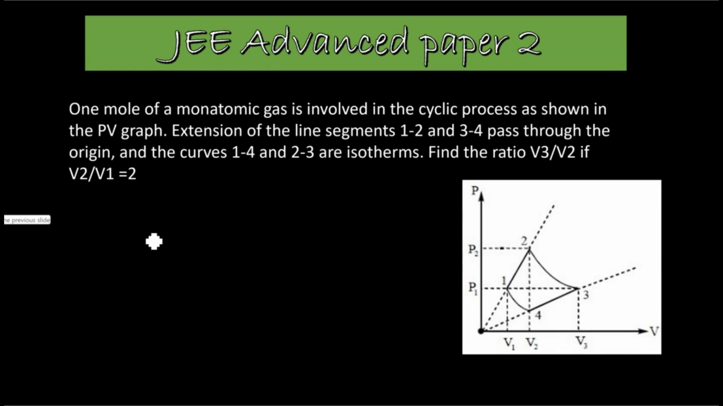Here comes another lengthy question. 1 mole of a monoatomic gas is involved in the cyclic process as shown in the PV graph. Okay, great. The extensions of the line segments 1-2 and 3-4 pass through the origin. The curves 1-4 and 2-3 are isotherms. What is an isotherm? Temperature is not changing, is it? So find the ratio of V3 by V2 if V2 by V1 is equal to 2.